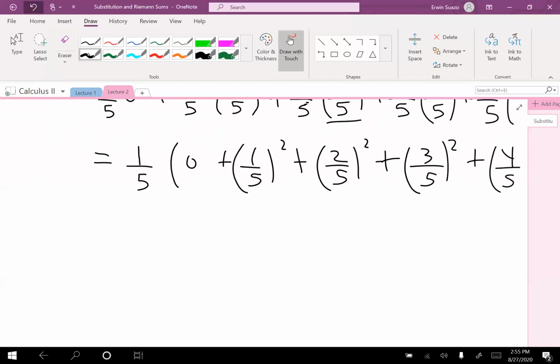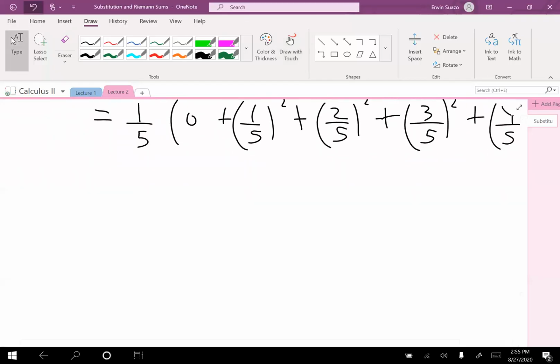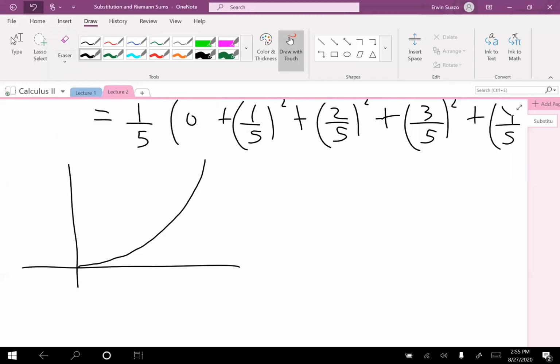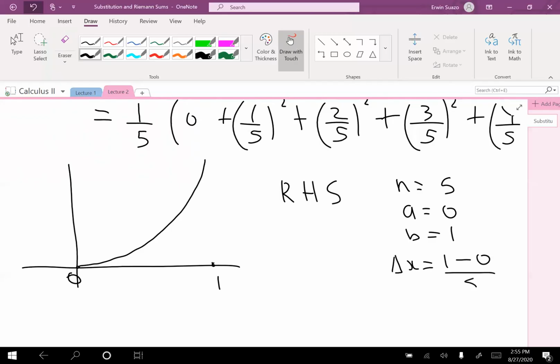So let me do my function again. So I'm going to do a right-hand sum. Okay, so I'm going to start on 0. I'm going to finish on 1. So same thing. I'm going to do n is going to be 5. A is 0. B is 1. So my partitions are going to be 1 minus 0 over 5. So 1/5.